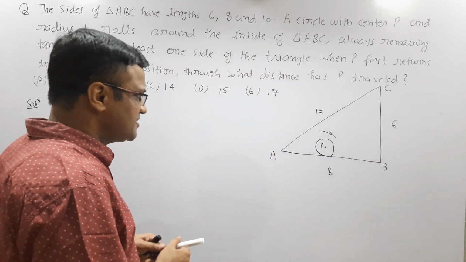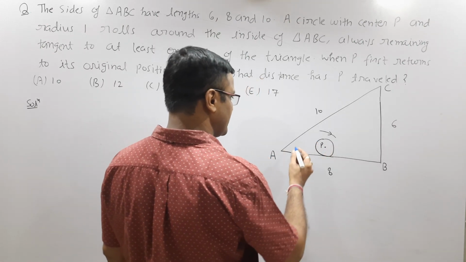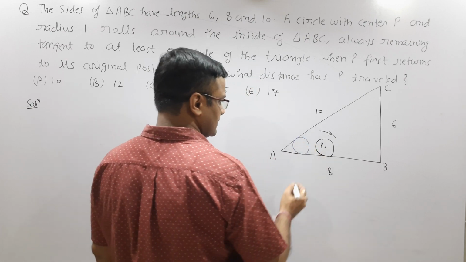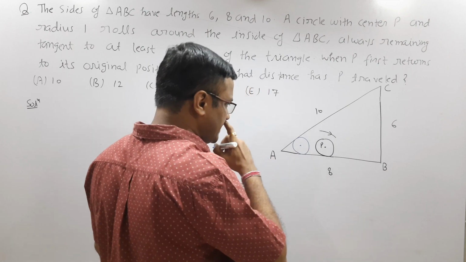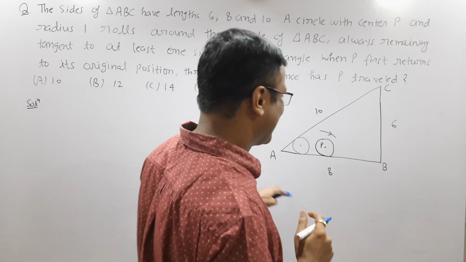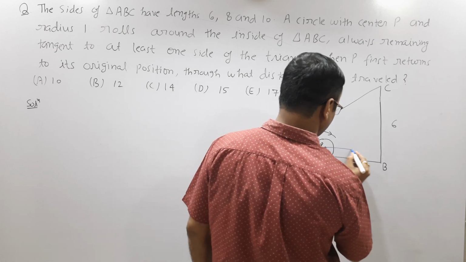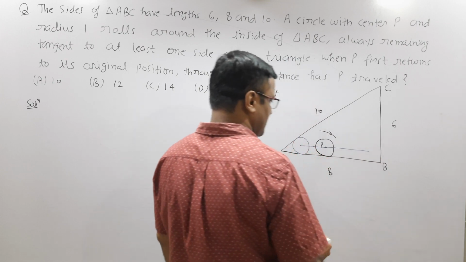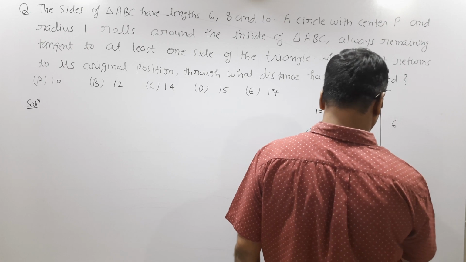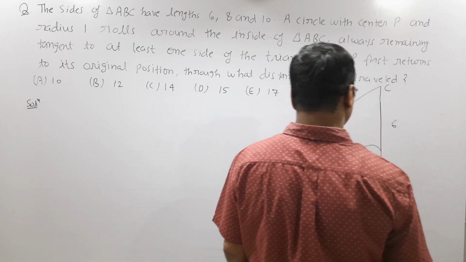So we suppose the initial position of the circle is something like this, when it touches the sides AB and AC. And then it will slide on the side AB. Then obviously the center moves on a line which is parallel to AB at a distance 1 unit from AB. Okay. And then it will touch the sides AB and BC.